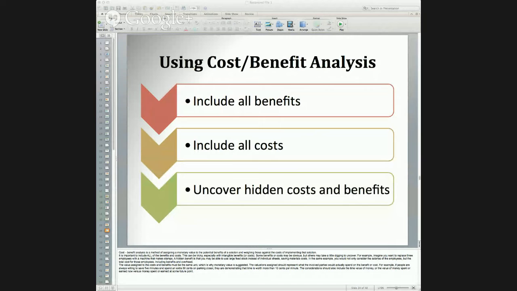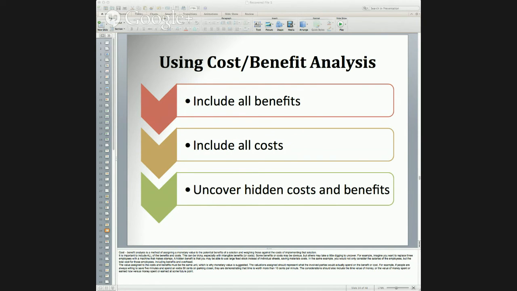The value assigned to the costs and benefits must be the same unit, which is why monetary value is suggested. The valuations assigned should represent what the involved parties would actually spend on the benefit or cost. For example, if people are always willing to save 5 minutes and spend an extra 50 cents on parking closer, they are demonstrating that time is worth more than 10 cents per minute.